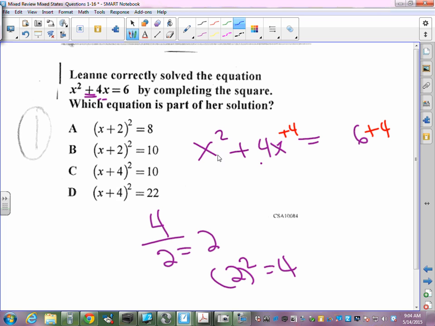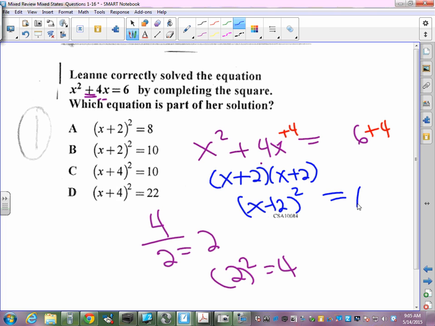The next thing you do is you factor this side. You think what multiplies to give you positive 4, adds to give you positive 4. And I have a group of live students with me today. They'll be helping me. So class, help me out. What would multiply to give you 4, add to give you 4? That'd be 2 and 2, wouldn't it? So that'd be x plus 2, x plus 2, or x plus 2 squared. That's why they call it completing the square. And on this side, 6 plus 4 is 10. So that's why C would be the answer. No, sorry, B would be the answer.